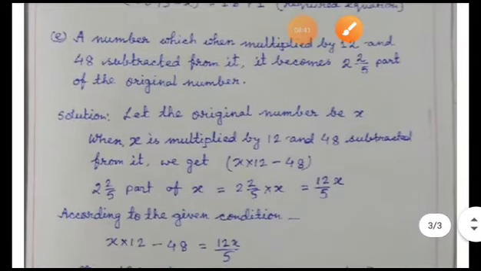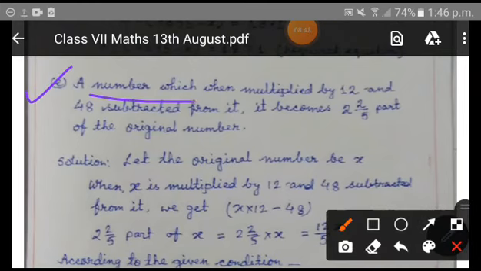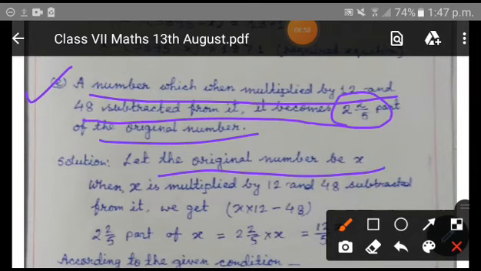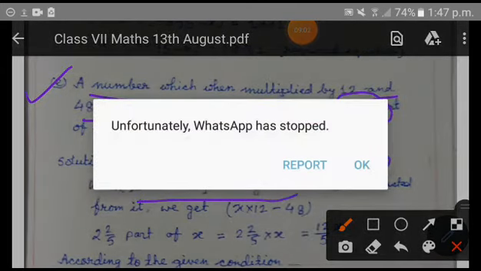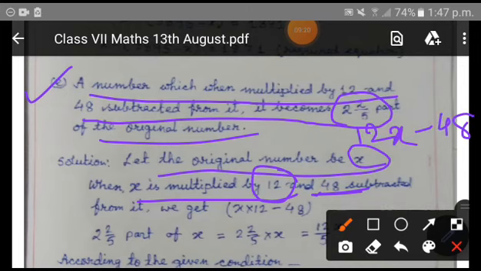Now moving to the next sum, part E. Here in the question it is said: a number which when multiplied by 12 and 48 subtracted from it becomes 2 by 5 part of the original number. The original number we don't know, that is why we are taking the original number to be x. When x is multiplied by 12, you are multiplying x with 12 and then 48 is subtracted. So x into 12, that means 12x minus 48.